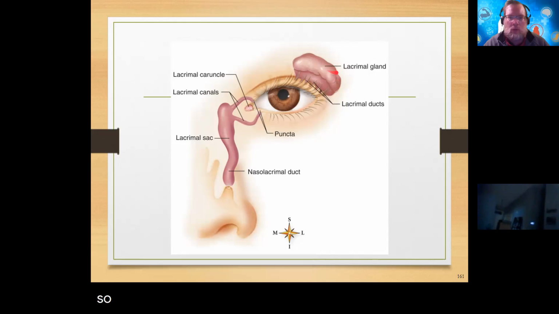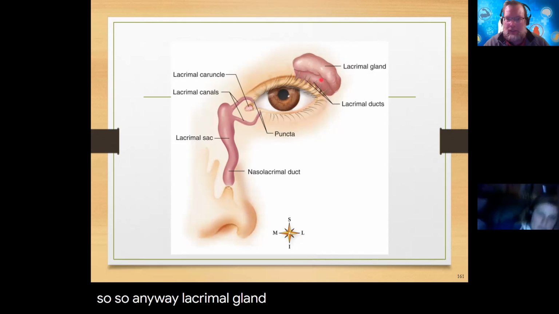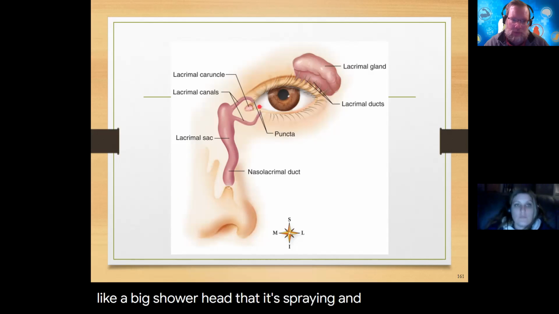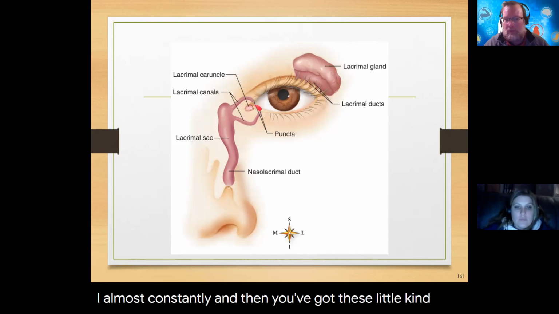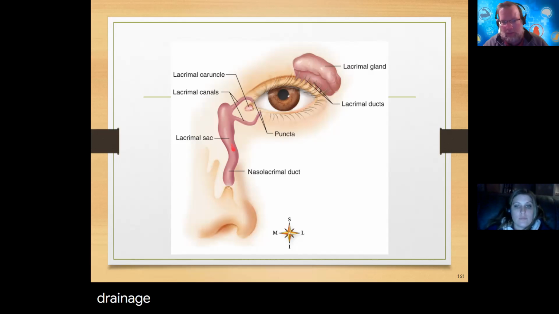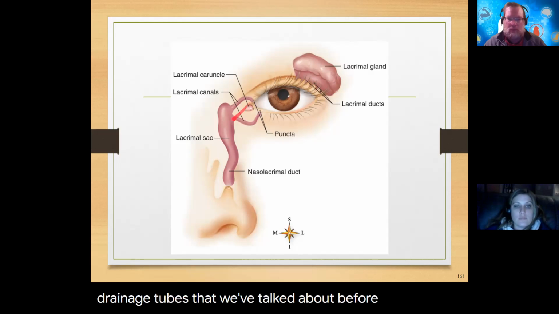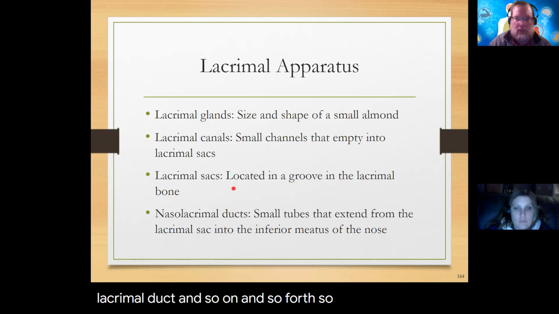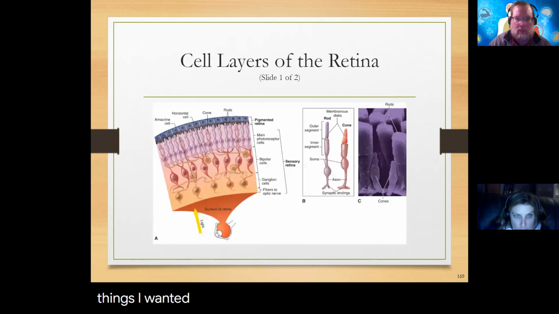So anyway, lacrimal gland. We do have that tear gland. It's like a big shower head that's spraying and lubricating your eye almost constantly. And then you've got these little drainage tubes that we've talked about before in that lacrimal duct, and so on and so forth. So a couple other things I wanted to discuss real quick.